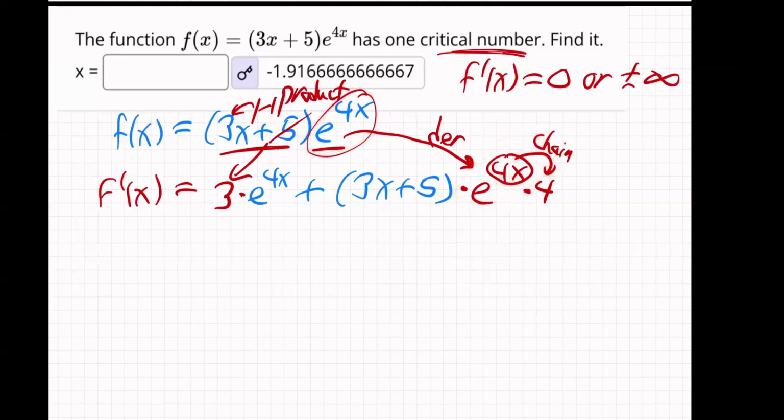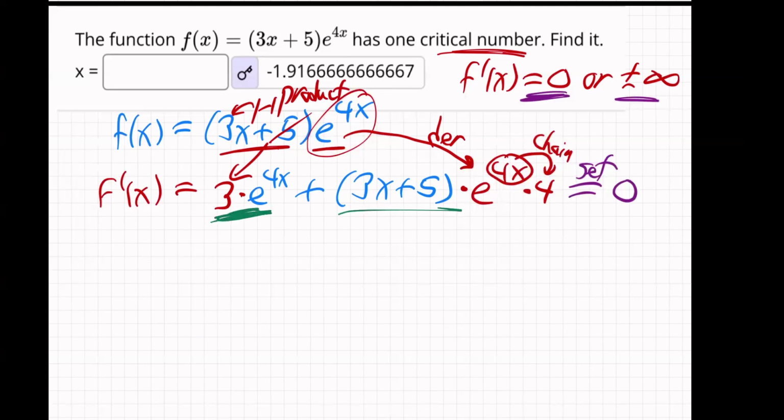Okay. And now what? Well, we want to know, where does this thing equal 0 or infinity? Well, let's set it equal to 0 and find out, how can we get it equal to 0? It's kind of a tricky little question. Here's how you should look at it. Let me help you. If you visualize it right, it'll be good.